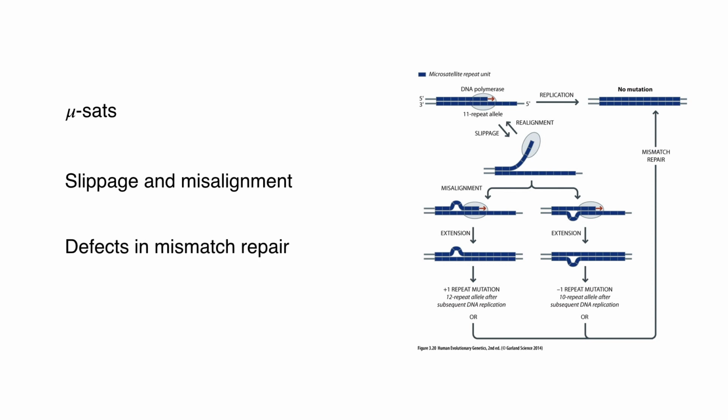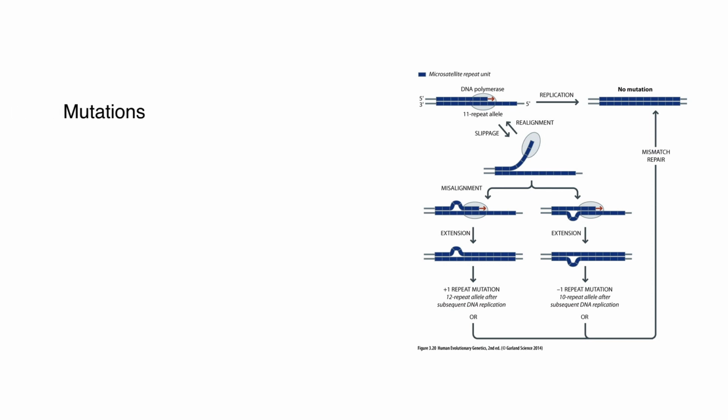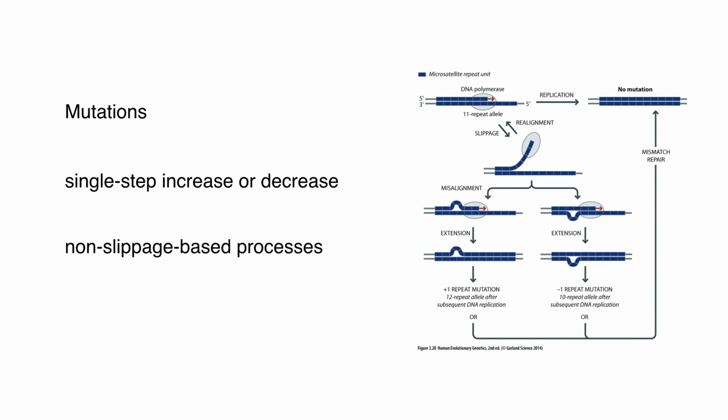Defects in mismatch repair, such as those in some human cancers, can lead to elevated mutation rates in microsatellites as well. Here, mutations are shown in single-step increases or decreases. Mutations involving greater repeat numbers occur, but are about tenfold rarer and may involve other mechanisms, not necessarily slippage.